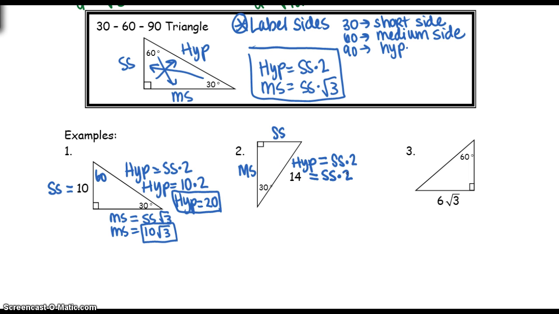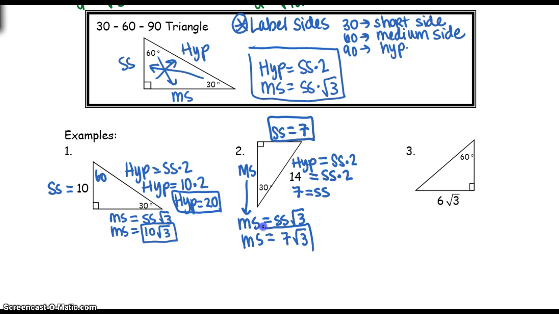And to get the short side alone there, 2 is multiplying, so we're going to divide. So 7 equals the short side. So over here, we have 7. Now let's look at medium side. I'm going to write it here. The medium side is the short side times root 3, straight from the formula. Well, now we know our short side, right? It's 7. So 7 root 3. There we go. We filled in both sides of the triangle there.